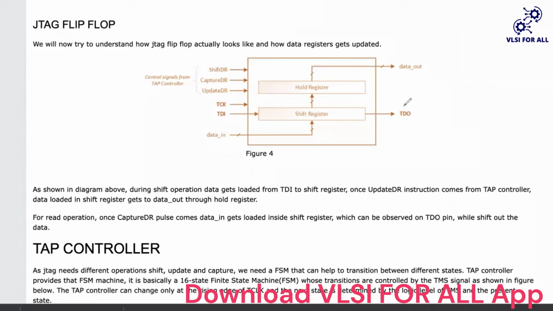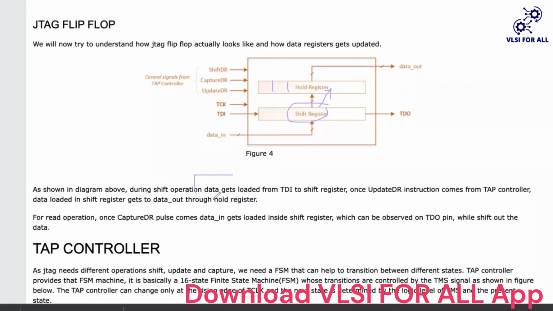Any doubts in this one? Any more doubts? Sir, we are taking TDO from the shift register. Why can't we take it from the hold register? If we take it from the hold register, it is basically what we are shifting over here that is only going to the hold register, right? Then there's no point in that, basically.